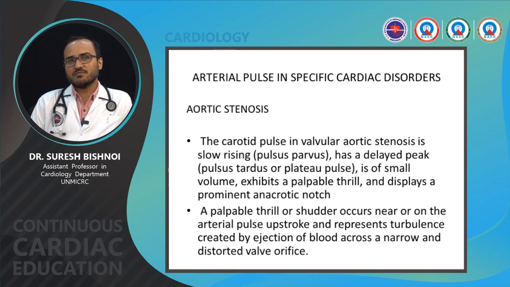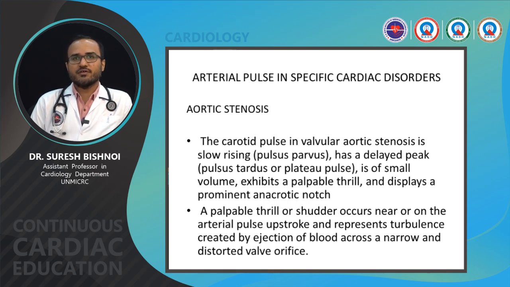So what is meant by pulsus parvus and what is meant by tardus? Parvus is a very slow rising pulse. You see that the rise during systole is very slow. And the peak which comes during systole is very delayed. The peak occurs during mid systole or late systole, and this is known as tardus. So a slow rising and late peaking pulse, typically described in aortic stenosis, is known as pulsus parvus et tardus. You can have a palpable thrill at the peak of systole in a patient with severe aortic stenosis.